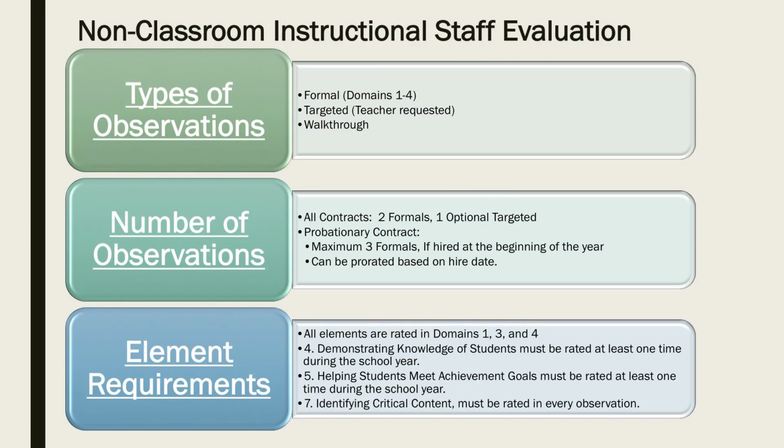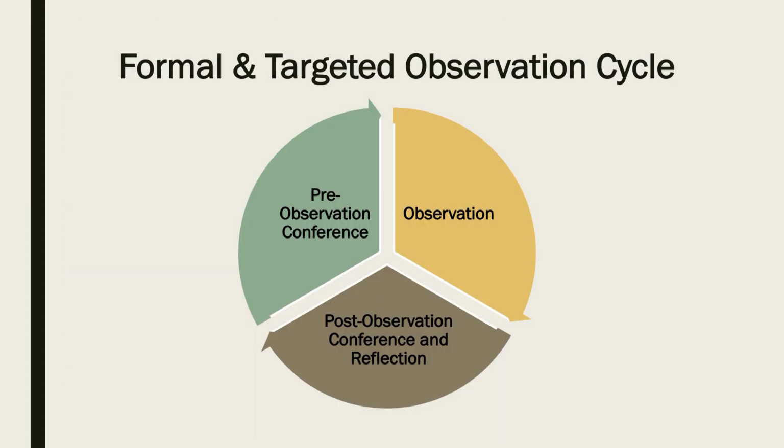Now that you're familiar with the observation tool, let's take a look at the different types of observations. There are 3 types of observations: a formal, targeted, and walkthrough. If you are on an annual, professional, or continuing contract, then you will receive a minimum of 2 formal observations. If you have been newly hired to the district and have a probationary contract, then you will receive a minimum of 3 formal observations. Formal and targeted observations follow the same observation cycle.